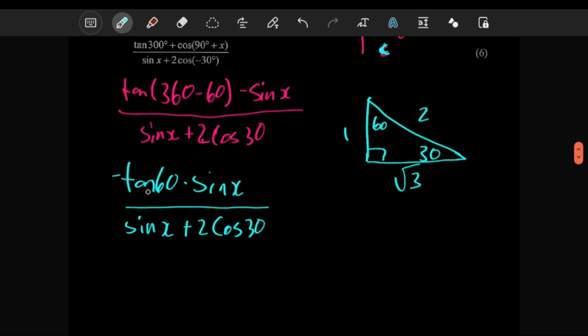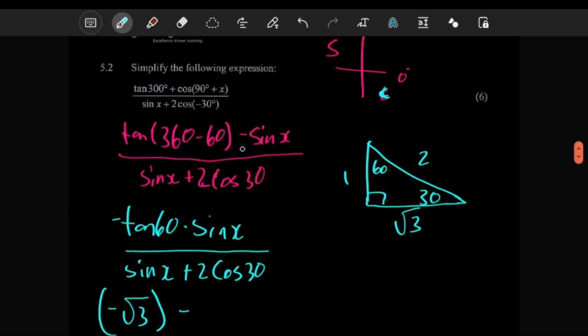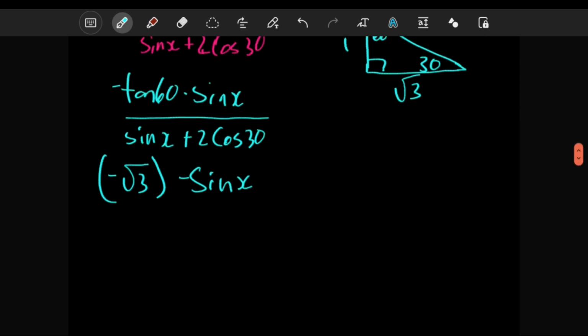So anyways, tan of negative 60 is opposite over adjacent. So here it's going to be negative square root of 3, because square root of 3 over 1 is just square root of 3. This value here, you're minusing. Remember, you're not multiplying, you're minusing the sine x. So don't make the mistake of multiplying those two things.